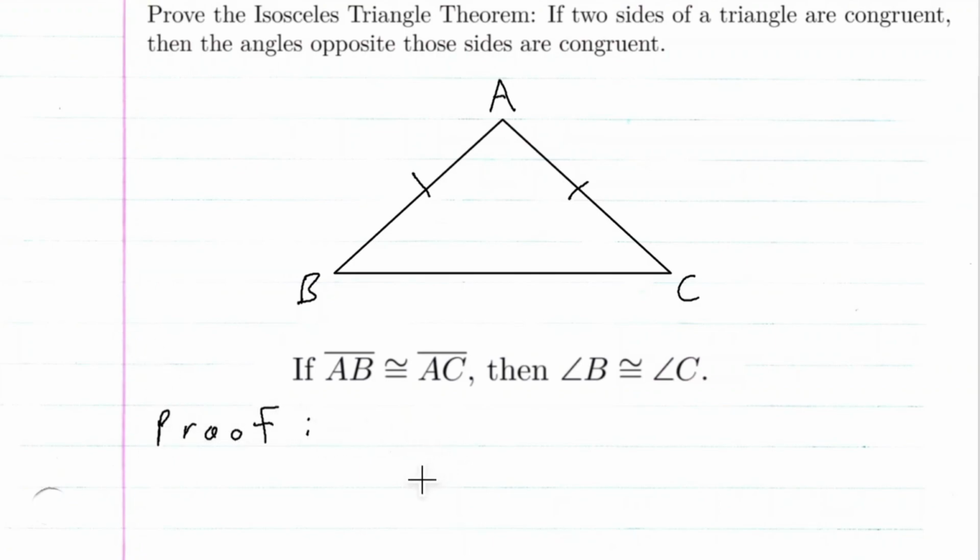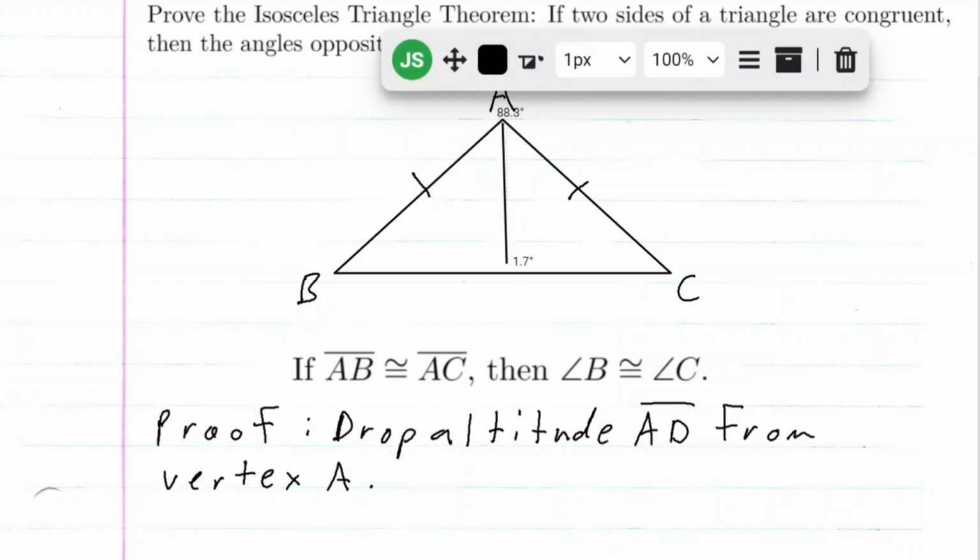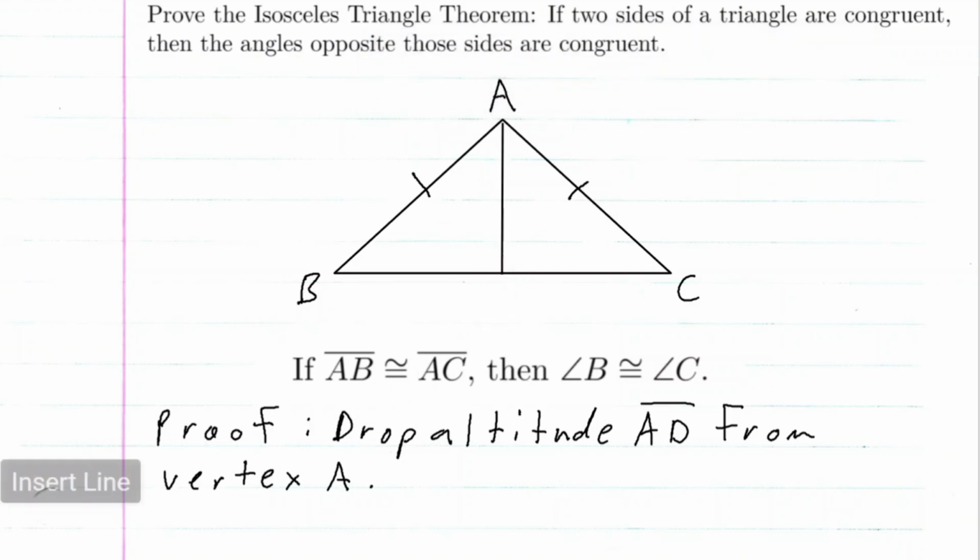Okay, so the first thing we're going to do is drop altitude AD from vertex A. Okay, so let's go ahead and do that really quick. So we'll drop a line. Okay, and it's an altitude, so that means it hits BC at 90 degrees. So AD hits BC at 90 degrees.